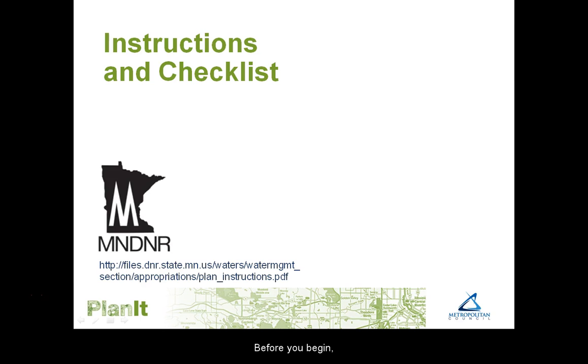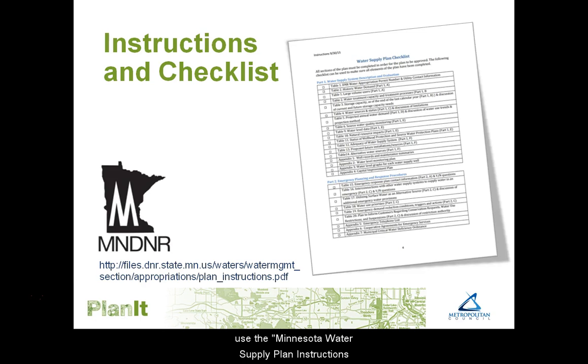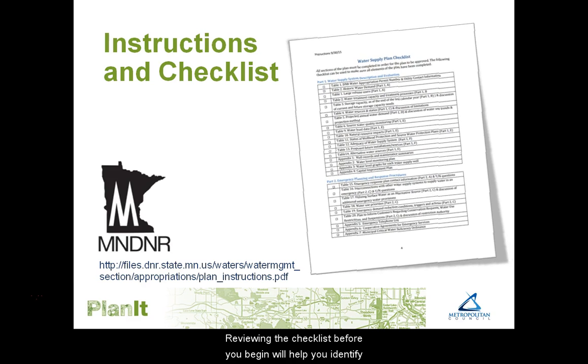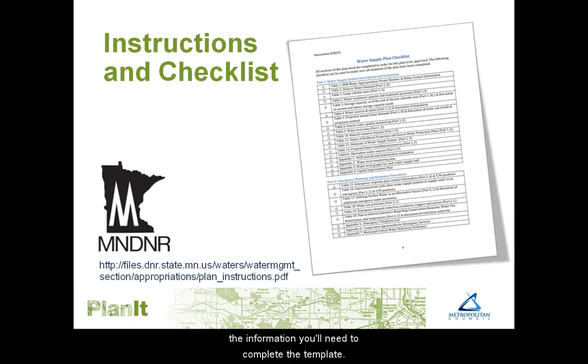Before you begin, use the Minnesota Water Supply Plan instructions and checklist to scope out the work. I'd particularly like to call your attention to the checklist that begins on page 4. Reviewing the checklist before you begin will help you identify the information you'll need to complete the template. The checklist can also be used to make sure all elements of the plan have been completed, which must be done in order for the plan to be approved.